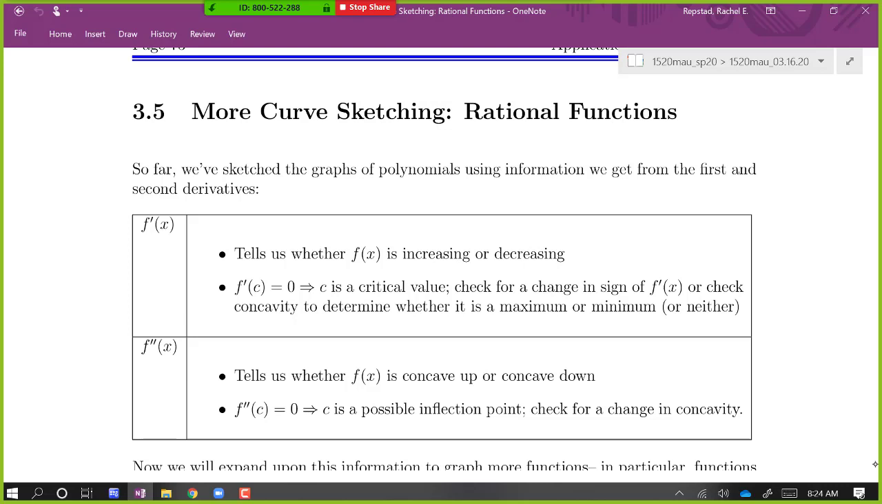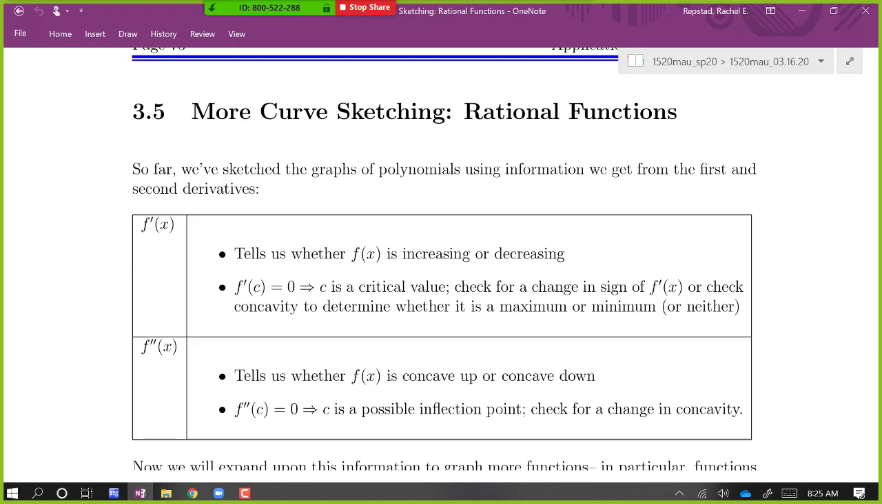So we're just recapping first the information we get from the first and second derivatives. We look at f prime to see whether our function is increasing or decreasing. We can also make a sign chart and detect maxima and minima. Our second derivative tells us about concavity. Is it concave up or concave down? It tells us where we might find inflection points. And also, it gives us another way of determining whether we have a max or a min once we find a critical value.